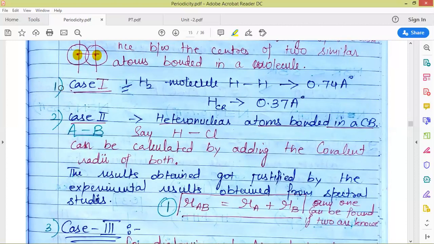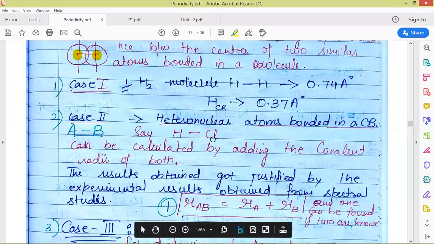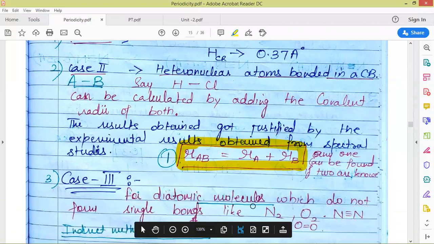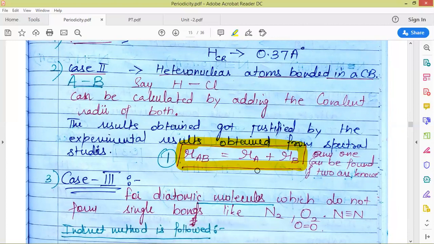Then from there we'll measure the covalent radii and get the covalent radius for hydrogen and for chlorine separately. From there we can get the bond length of HCl, and this relation is going to be valid for that case. That means the distance RAB between the centers of the two nuclei is equal to Ra plus Rb, where Ra and Rb are the covalent radii of the two covalently bonded atoms which are heteronuclear in nature.